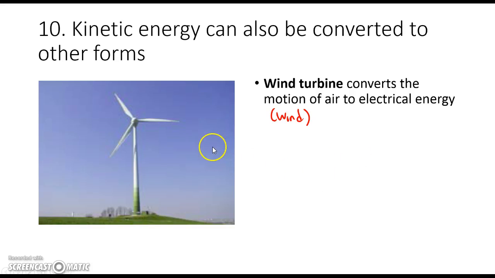Kinetic energy can also be converted to electrical energy, and in this case the device that you need is a wind turbine. You need a wind turbine to convert the motion of air to electrical energy, and you need not go very far to see a wind turbine. All you have to do is go to T12. Look at the rooftop of T12, and you will see a wind turbine there. That's how we can convert kinetic energy to electrical energy.